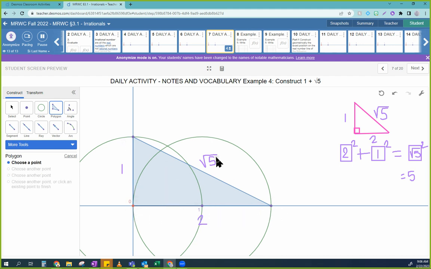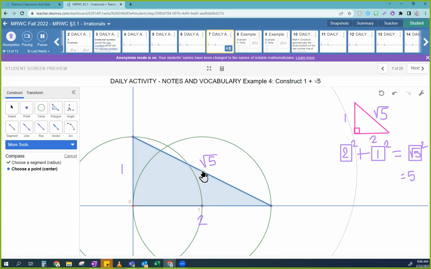This is a 1, 2, root 5. So because I have my square root of 5, now I can deal with the 1 plus square root of 5. The next thing I'm going to do is grab my compass and choose a segment. Clearly, I'm going to grab my square root of 5, and it's really large.